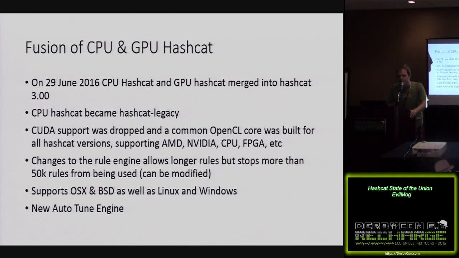So, the coolest part about Hashcat, the most recent one, is they've merged the CPU and GPU Hashcat into one common as of 3.0. So the old stuff's now called Hashcat Legacy. You use one thing, it works for FPGA, works for GPU, works for CPU. And the coolest part now is you can do GPU and CPU during the same freaking crack run. So it works. They've also dropped CUDA support, switched everything through OpenCL, so it's one common setup. They've also changed your rules, so you can use way longer rules, but it maxes out about 50K or so. You can modify that, but it's all good.